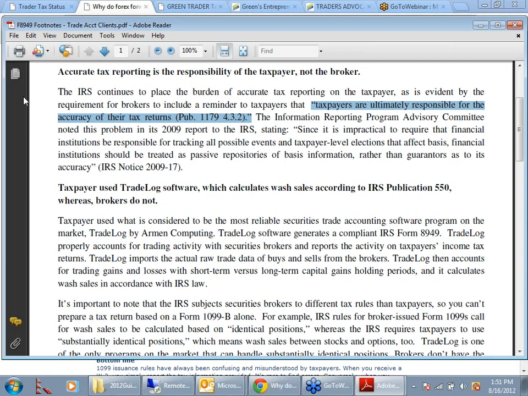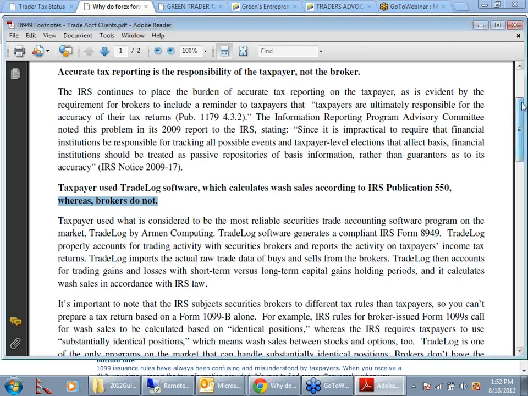So if you filed early before a corrected 1099, you can expect an audit notice. And could you imagine an audit on these issues where the IRS agent wants to look for wash sales and spend a month doing it? I think that's a ridiculous waste of government resources and outrageous. But it could happen. So we told the IRS, taxpayers use TradeLog software, which calculates wash sales according to IRS Publication 550, whereas brokers do not. TradeLog does it right. Brokers do not.